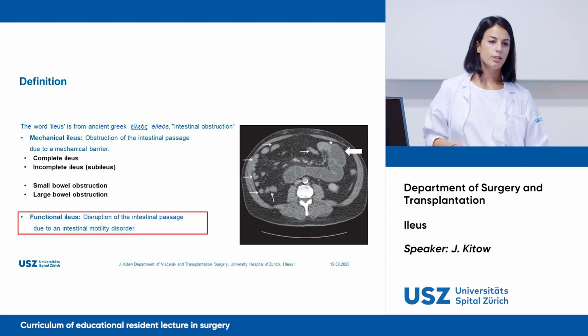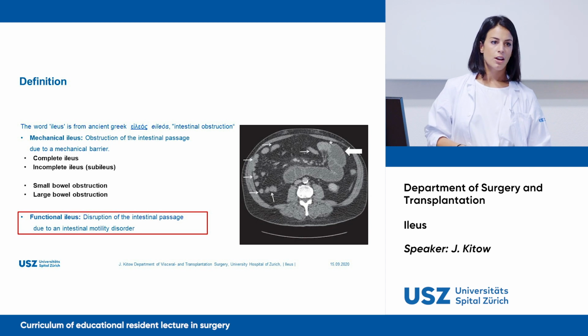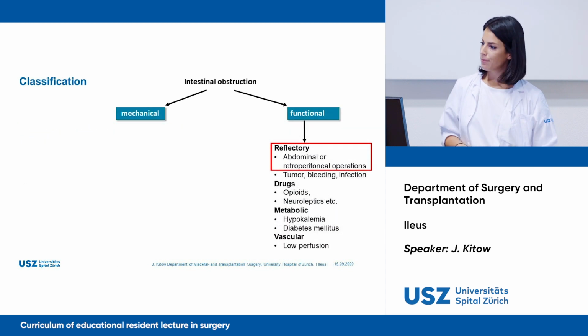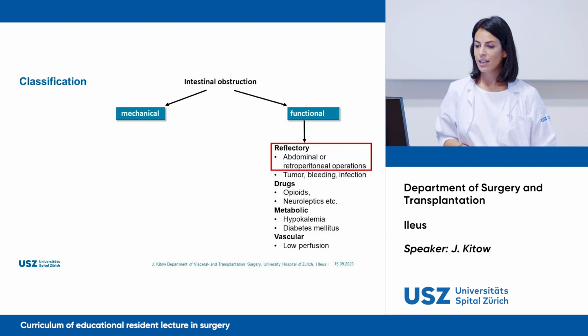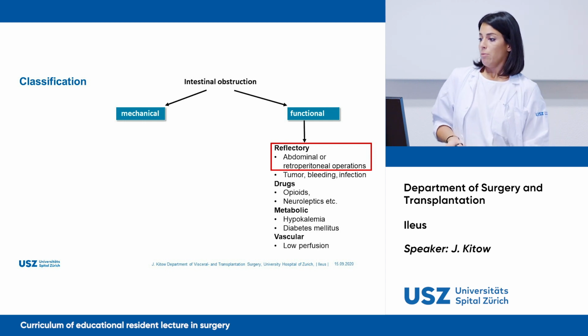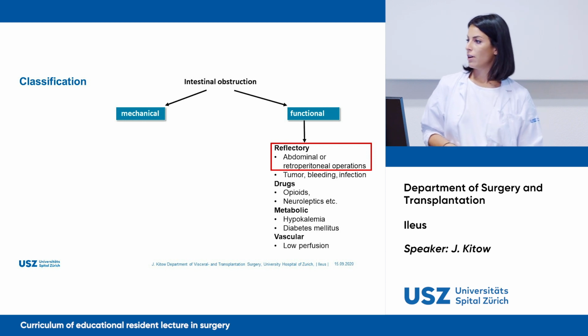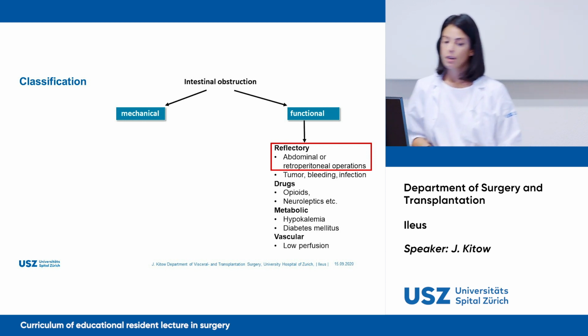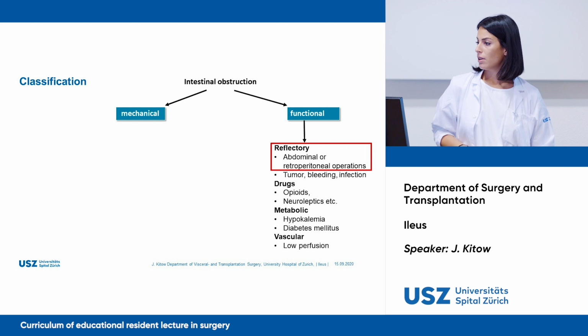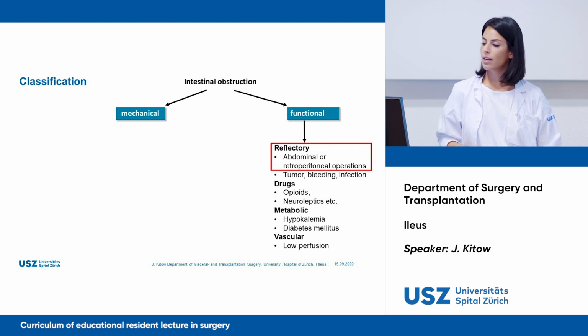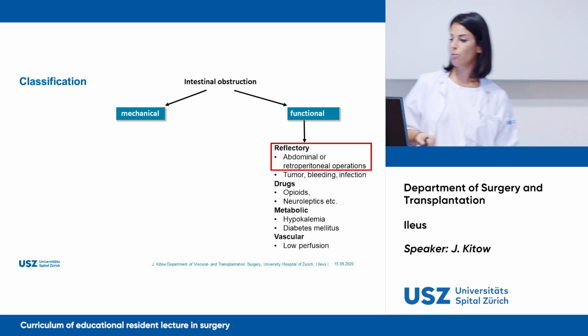So now I talked a lot about the mechanical ileus. We're heading to the functional one, which has various reasons as well. It can be reflex because of abdominal or retroperitoneal operations, tumor, bleeding, infections, or abdominal trauma, caused by drugs such as opioids or neuroleptics, can be metabolic, such as hypokalemia or diabetes mellitus, or vascular in case of low perfusion.